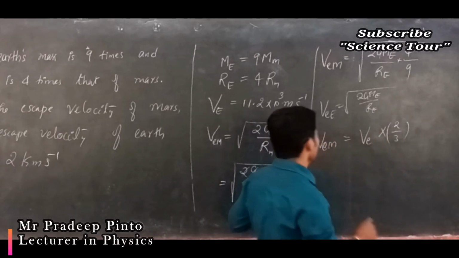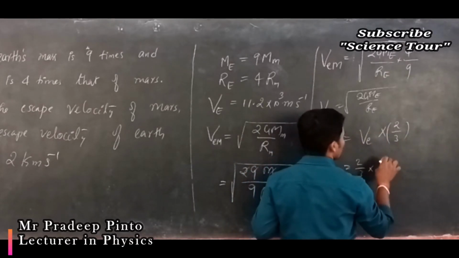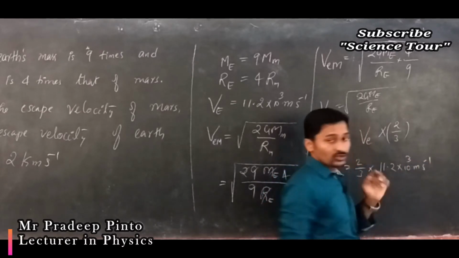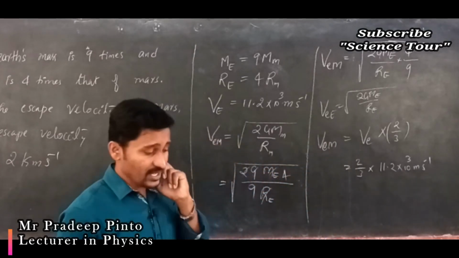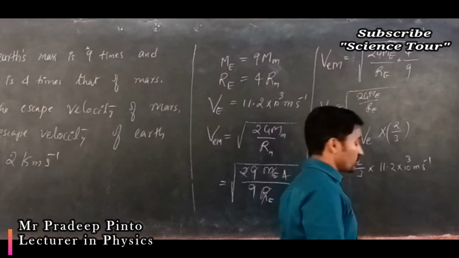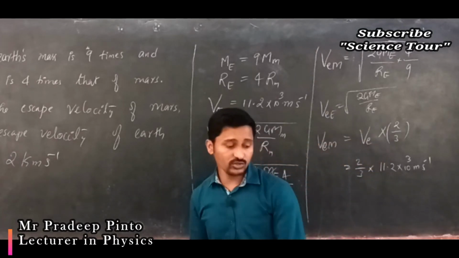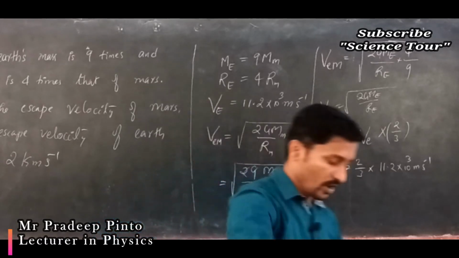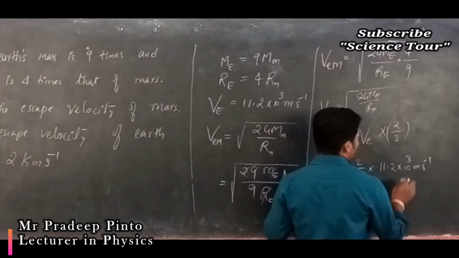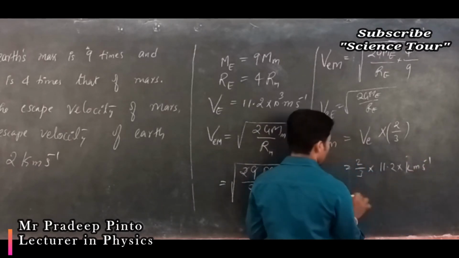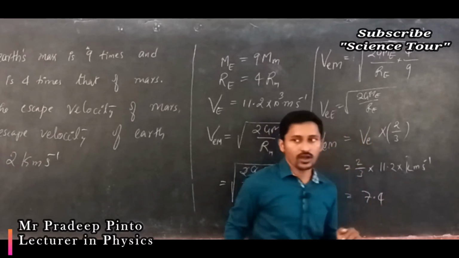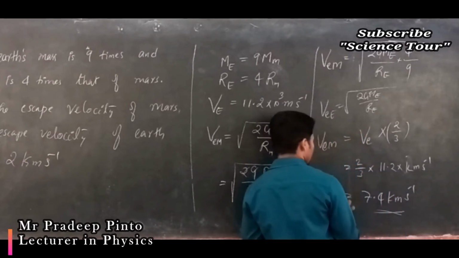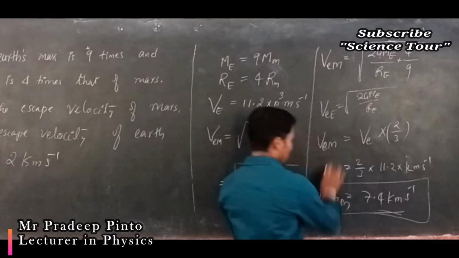So what you have to do? Here it is 2 by 3 into V, which is nothing but 11.2 into 10 to the power 3 meter per second. You can write it as 11.2 kilometer itself, because at the end of the answer you have to write kilometer itself. So you will get the answer as 7.247 into 10 to the power 3, or if you write kilometer per second, it is 7.4. Okay, 7.4 kilometer per second you are going to get. So that is the escape speed of Mars.